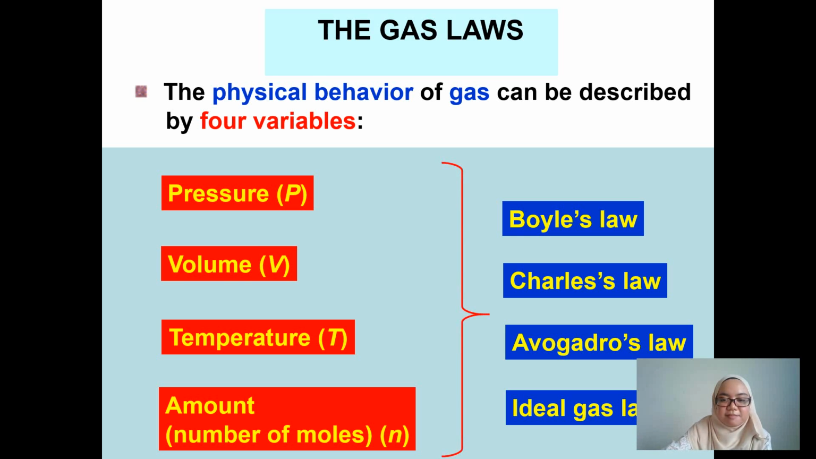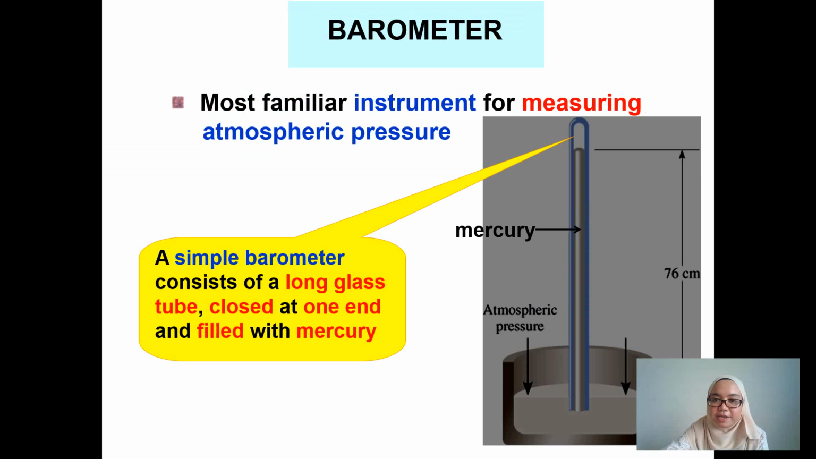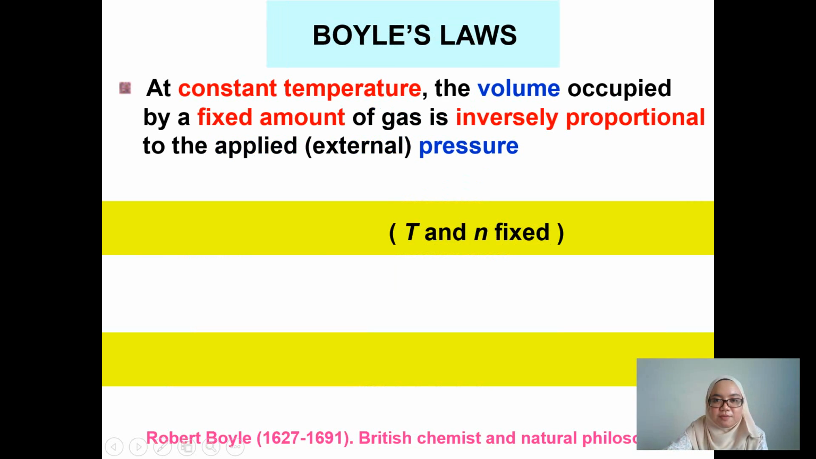Alright, this is the instrument or the apparatus used to measure the atmospheric pressure. It consists of a long glass tube closed at one end and filled with mercury. So this is the barometer. Alright, so we're going to look into the first gas law, which is Boyle's law.